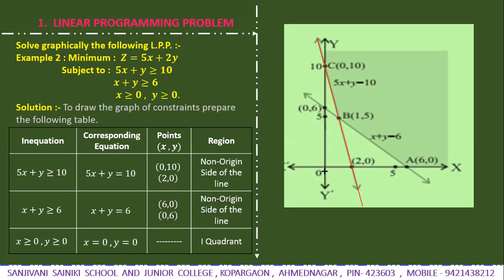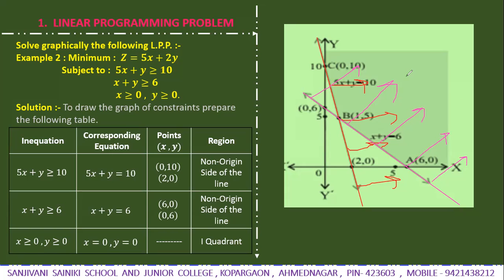Now if you put the origin in this inequality, 0 plus 0 is greater than or equal to 10, which is not true. So the side that doesn't contain the origin is the solution set, which lies above this line. Now similarly, plot the other line, x plus y is equal to 6. So this is the line x plus y is equal to 6. Here also the origin doesn't satisfy the inequality, so we have to take the region which lies above this line.